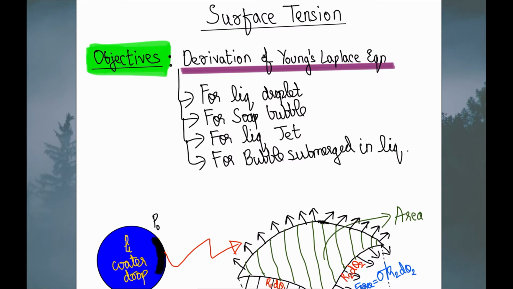Hello friends. In this video we'll look into the derivation of Young's Laplace equation of surface tension. In last class we studied surface tension, how it arises and all. In today's lecture we'll look into the derivation of Young's Laplace equation for liquid jet, for soap bubble, for bubble submerged in liquid and for liquid droplet. We'll derive for liquid droplet and then we'll apply the same concept for the remaining three.